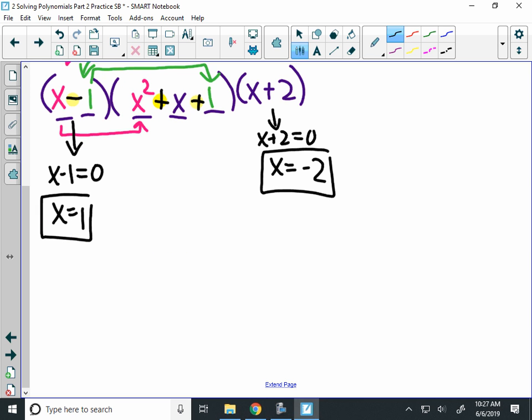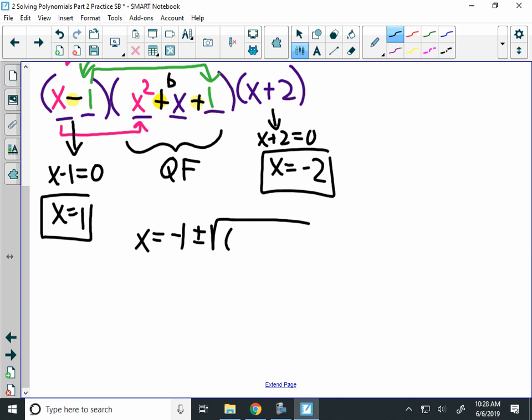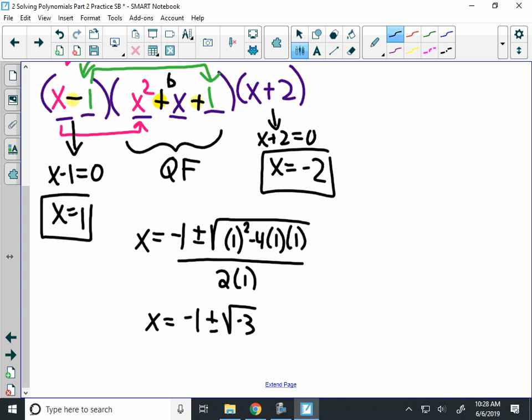The last 2 are going to come from the middle. And I'm going to use quadratic formula here to solve the inside. Remember, that's never going to factor. For the quadratic formula, I took the opposite of b, which is 1, so negative 1, plus or minus. Now I take my b squared, 1 minus 4 times a times c, all over 2 times 1. Now, 1 squared is 1, minus 4 is negative 3 over 2. And all I have to do is simplify the radical.